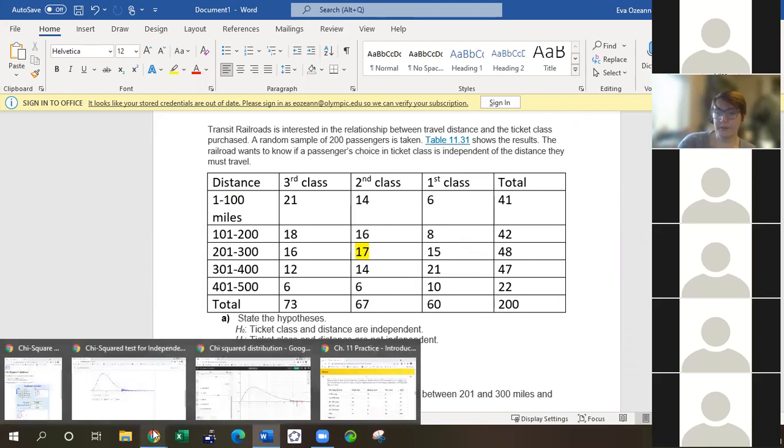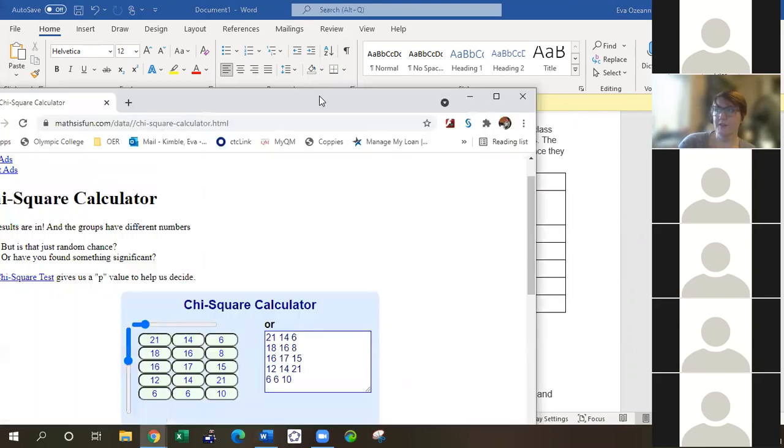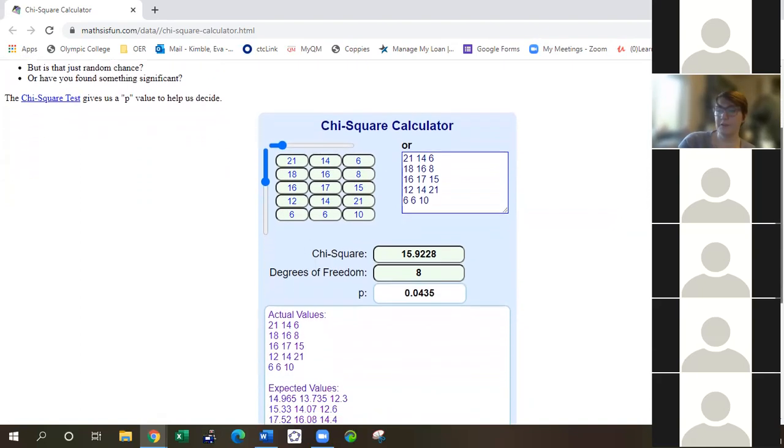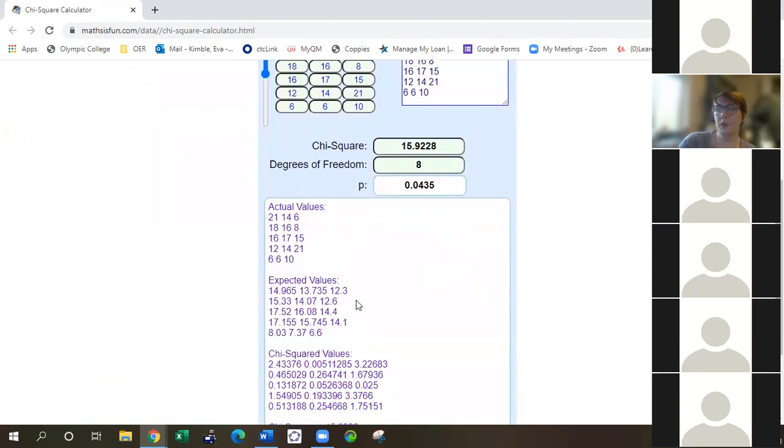If you did put the totals into that calculator, that's totally okay. You can just move this little guy over and it'll get rid of them. After you add your last observation, which should be 10, once you hit enter, you're going to get your chi-square down here at the bottom, as well as your degrees of freedom and your p-value. If you scroll down even further, you're going to see your expected values right here.